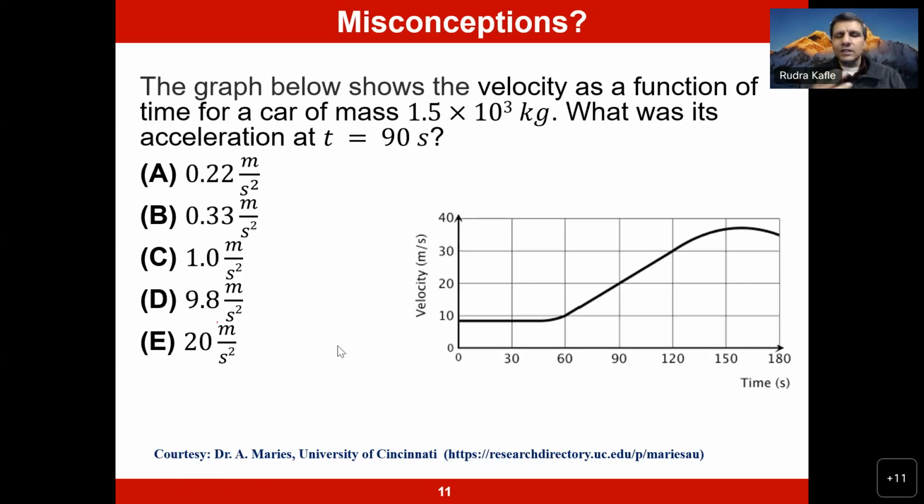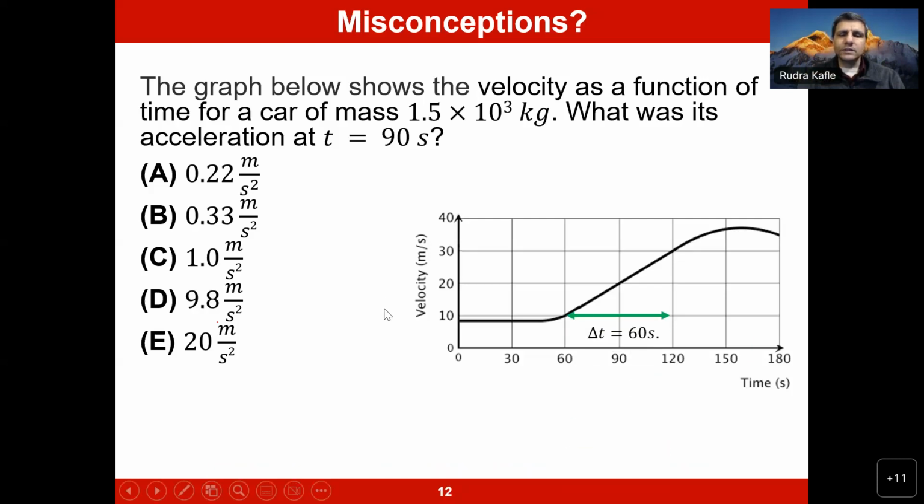This question was asked after the course was taught. So how did the students do? I am now showing the result. The change in velocity is 20 meters per second in this interval of 60 seconds. So the correct answer is this.